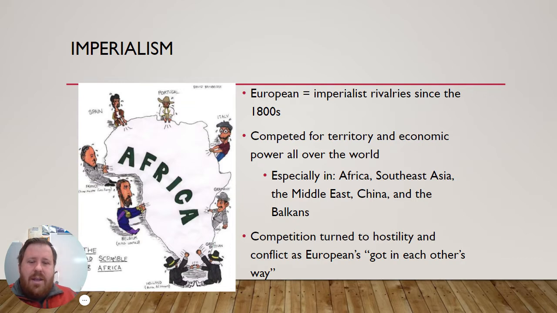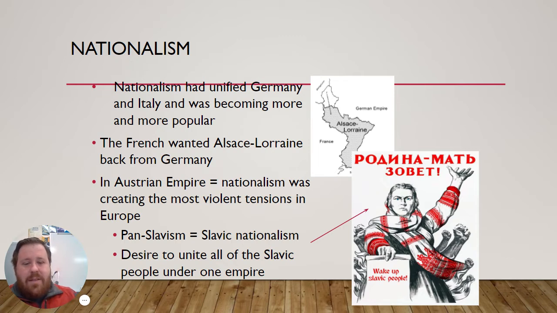And they're competing for territory and economic power all over the world: Africa, Southeast Asia, the Middle East, China, the Balkans. Right? You've got all these places around the entire world that they're fighting for power. So competition turned to hostility and conflict as Europeans got in each other's way as they're building their empires in Africa, in China, in Southeast Asia. You've got all this competition over land and over who's going to have this military and economic power all over the world. That leads to these really intense rivalries. That plays a role as well. So imperialism is the third one that plays a big role, and the last one is nationalism.